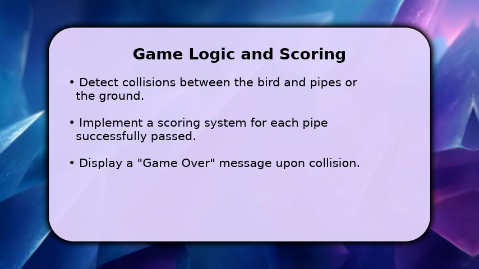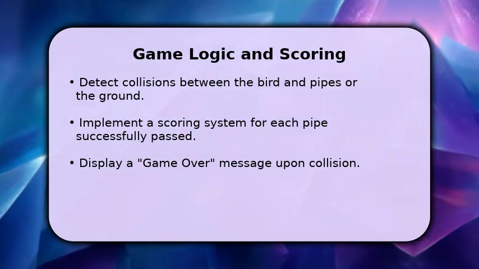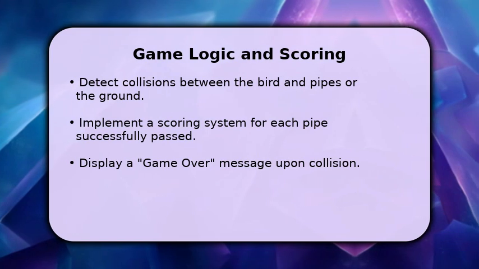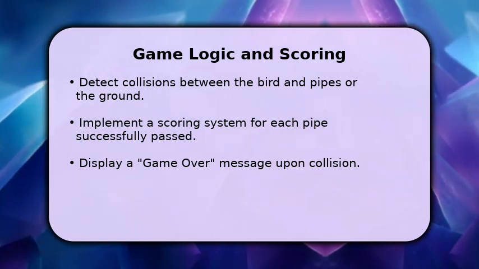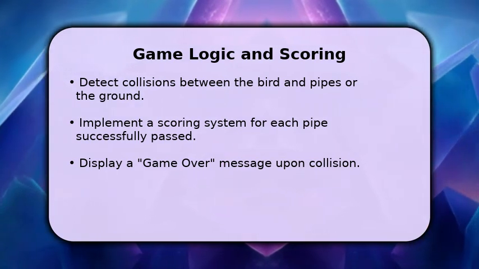Finally, let's add game over conditions and scoring. If the bird touches a pipe or the ground, the game should end immediately. Create a score variable that increases by 1 point each time the bird successfully passes a set of pipes. When the game ends, display a clear game over message, letting players know their final score.